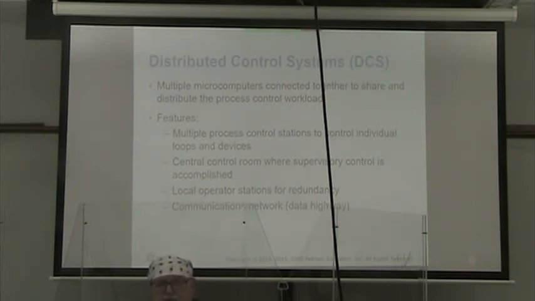A distributed control system, we have multiple microcomputers that are connected. They share and distribute the process control workload. So you have multiple process control stations that control individual loops and devices. A central control room where the supervisory control is accomplished. Local operator stations for redundancy. And a communications network that ties everything together.